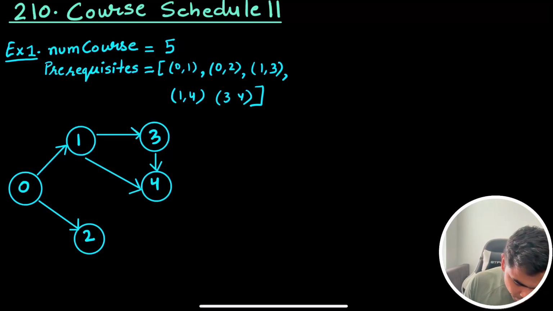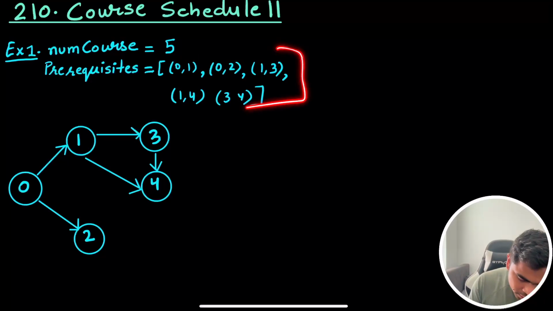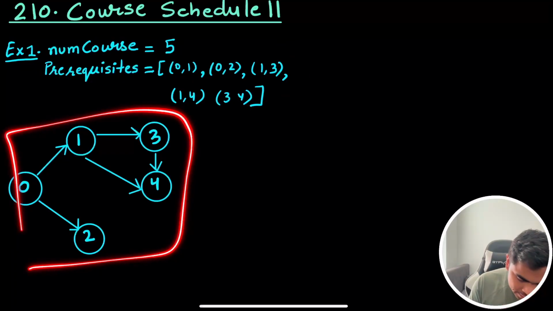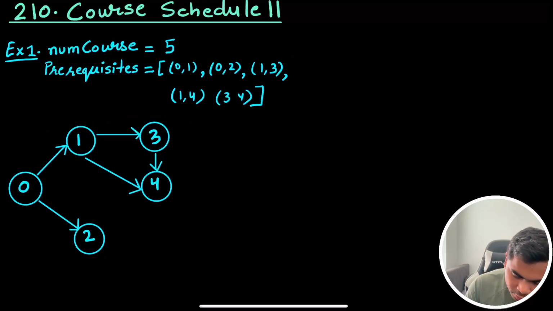So first thing, in this example we are given 5 courses. Then prerequisites represent pairs of 2 values; 0 and 1 here means that in order to take 0, I have to take 1 first. So this has been converted to an adjacency list. This is our adjacency list. I'll call it graph. That will really help me traverse this graph using DFS.